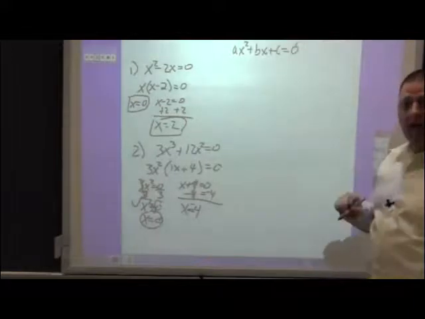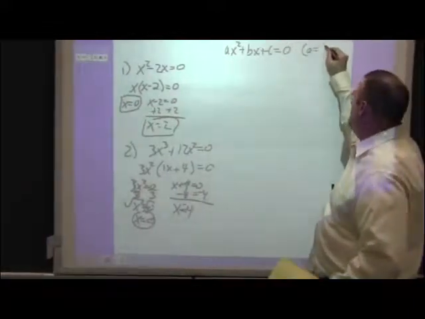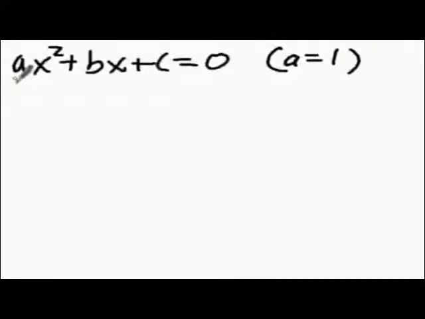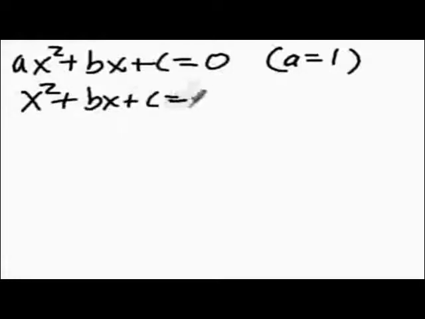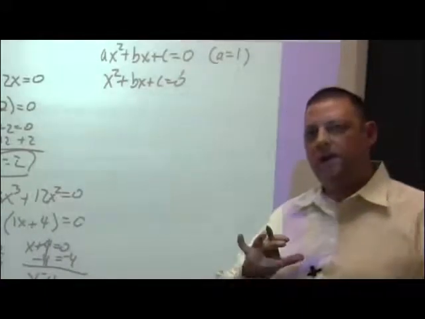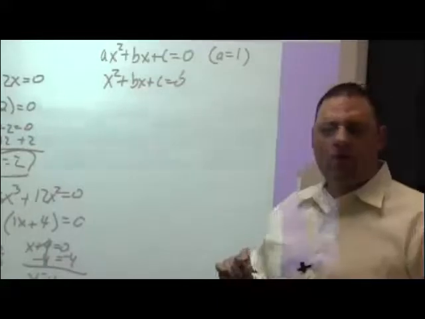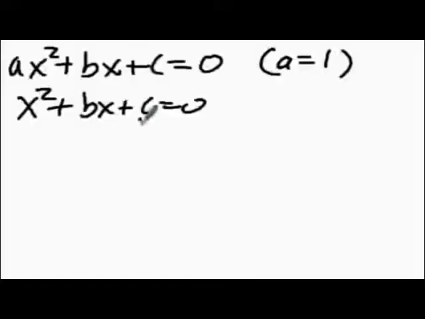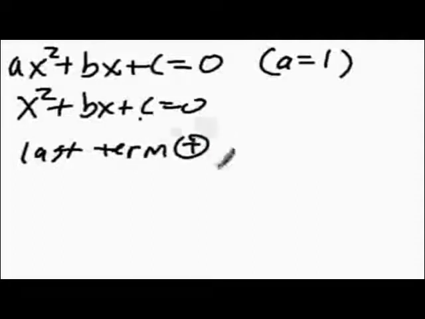And the first situation I want to talk about is when a is equal to 1. That means the leading coefficient here, the number in front of the x squared is 1. So really, we're just dealing with x squared plus bx plus c equals 0. Now, here's some things you need to remember about factoring quadratic trinomials. And I got to talk about each situation separately. First one I want to talk about is when the last term is positive. That's when the last number here is positive. Meaning the c.